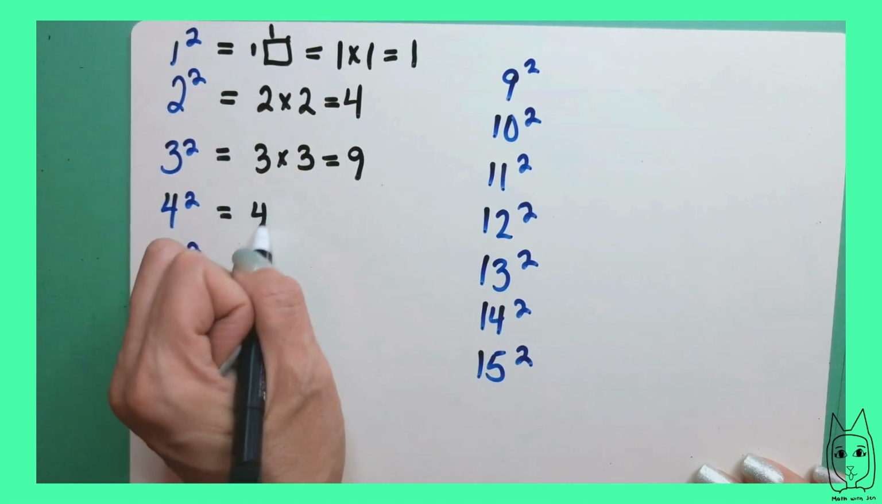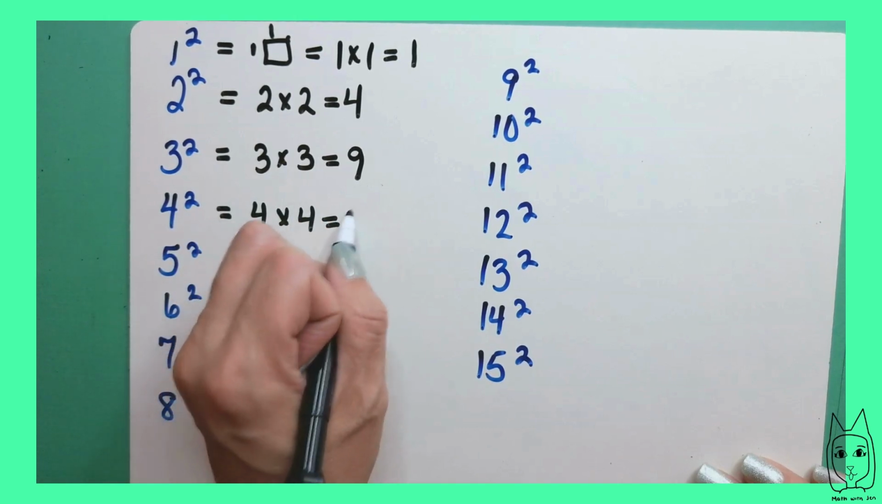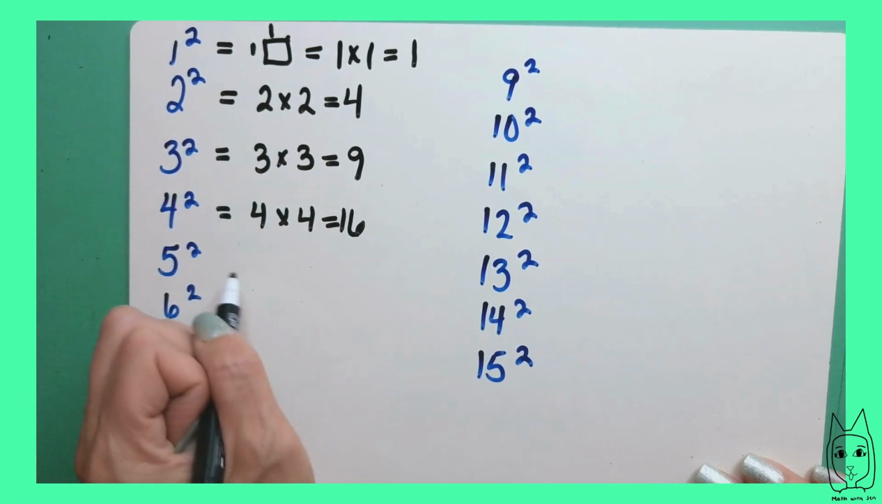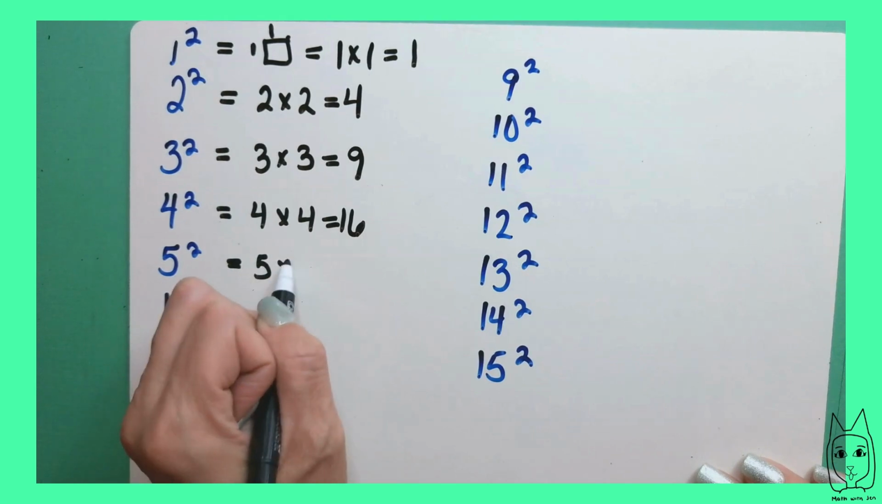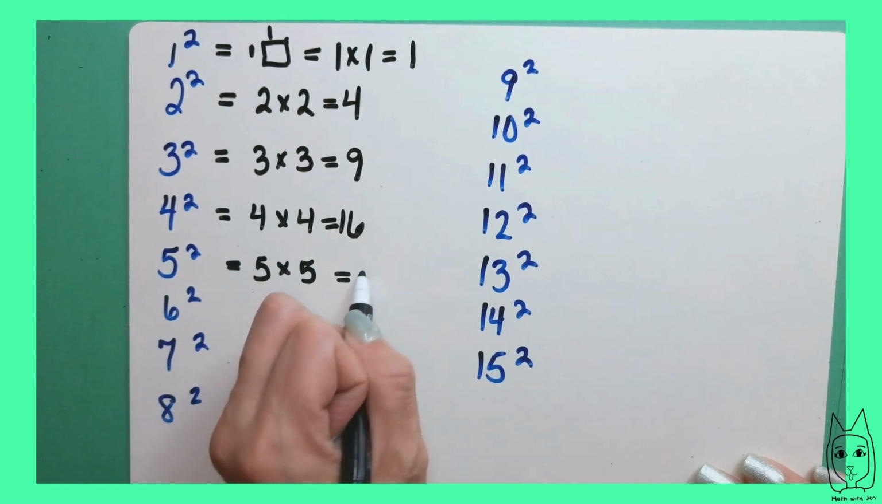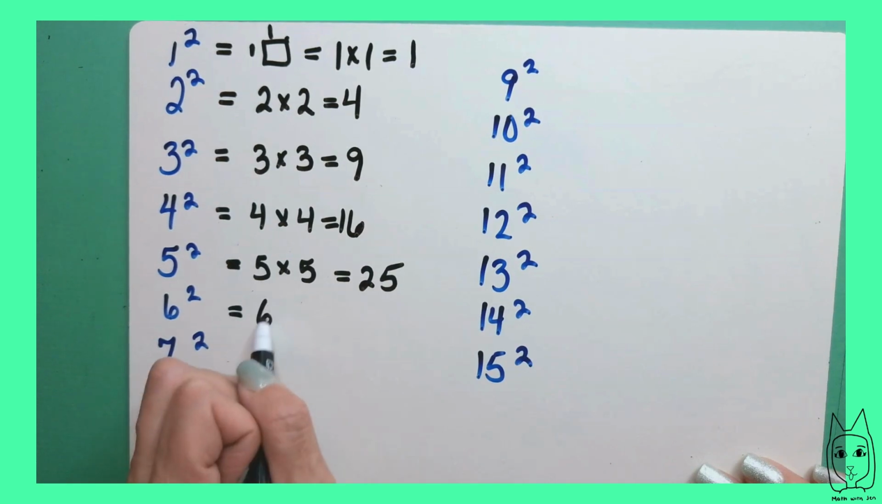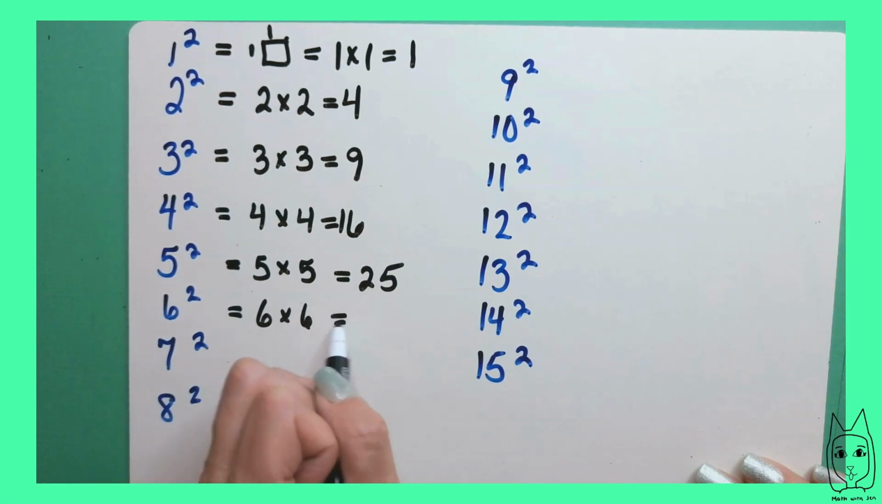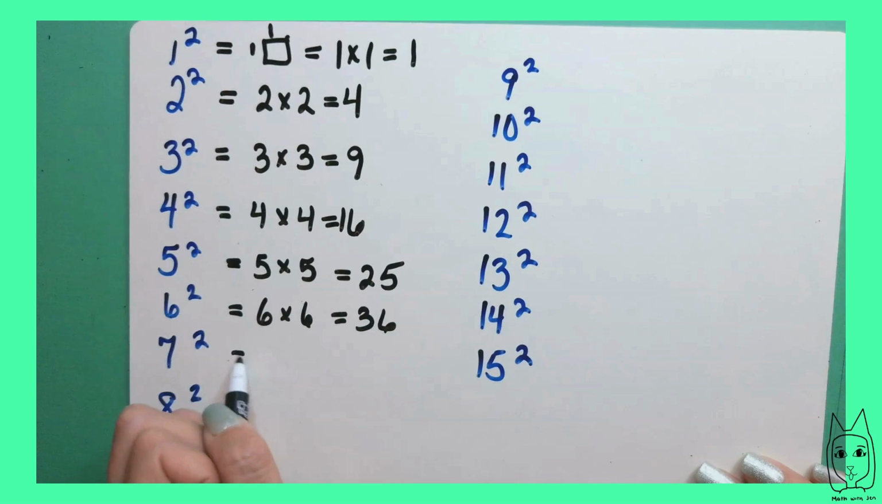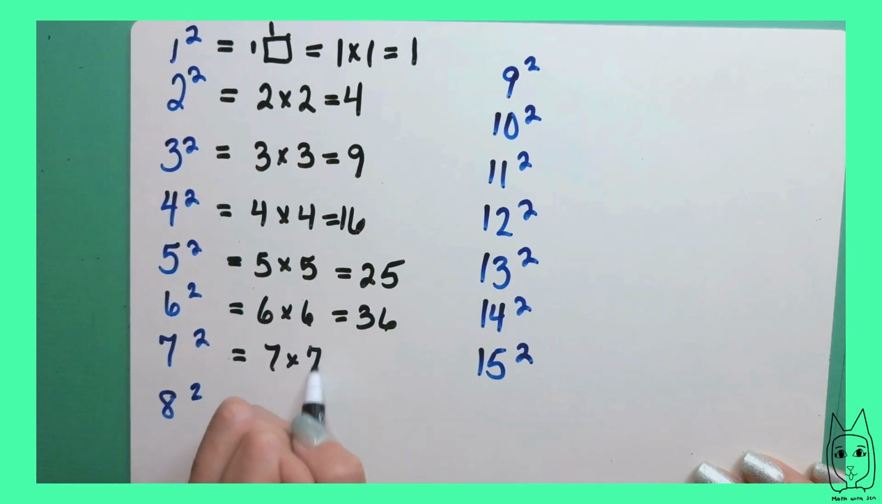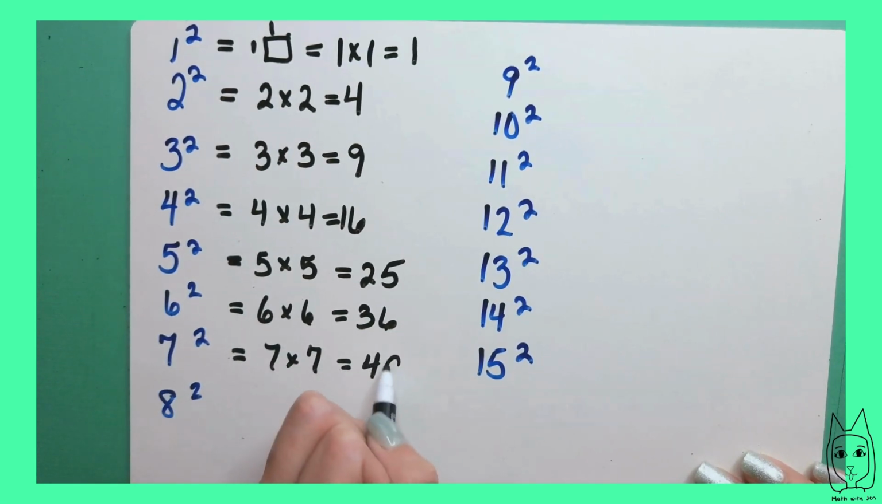4 squared, 4 times 4, 16. 5 squared, 5 times 5, 25. 6 squared, 6 times 6, 36. And all of these you can do really fast, right? Because you have learned all your multiplication tables.